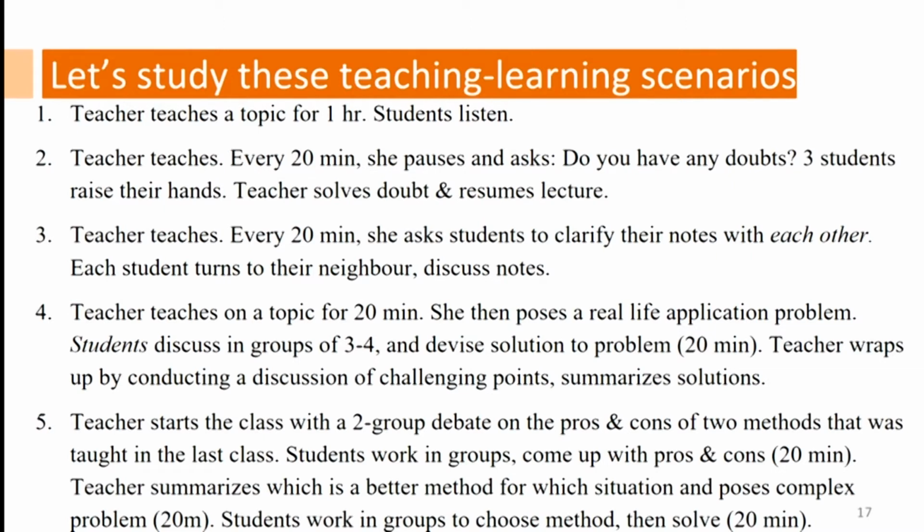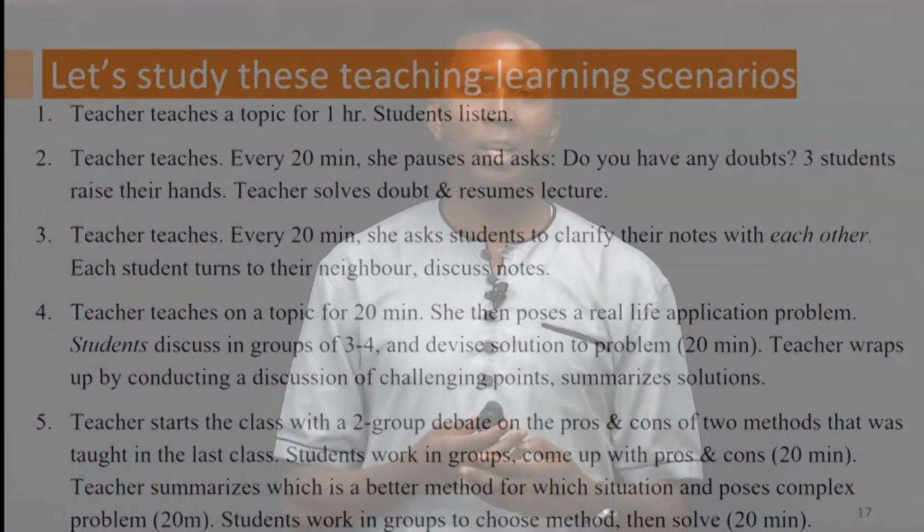And therefore, the teacher summarizes which is a better method for which situation and poses a complex problem for some minutes, say 20 minutes, where students have to work together again, participate and discuss together. Then students work in groups again, choose the best method, and solve that particular problem based on the method, to see whether they have been able to understand which type of problem would be suitable to be solved by this particular method or that method.